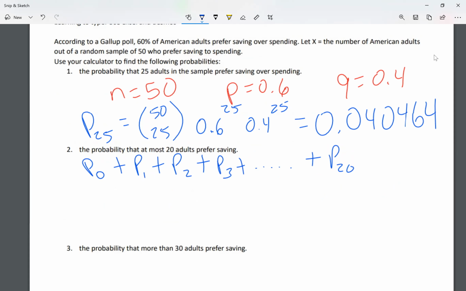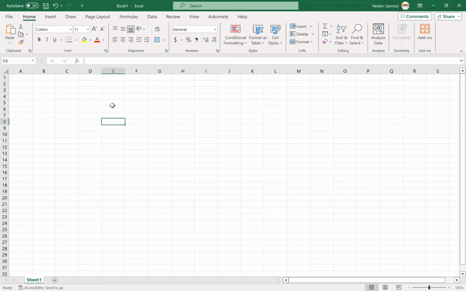The probability that at most 20 adults prefer savings, at most 20. So that means 20 or less. So we have to do probability of 0, probability of 1, probability of 2, probability of 3, all the way till we do probability of 20. In this case, let me show you. We're going to do Excel in this case. Let me share Excel. Let me just open an Excel here.